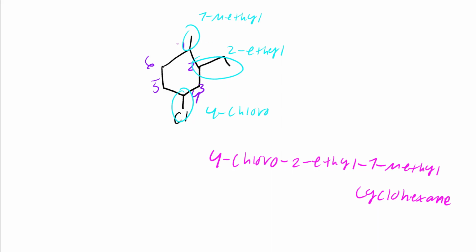And with that logic, we're just going to say 1, 2, 3, 4, going clockwise. And then after we gather our children, we're going to name them alphabetically. So 4 chloro, because C comes before E in the alphabet. And then 4 chloro, 2 ethyl, 1 methyl, cyclohexane. Right?